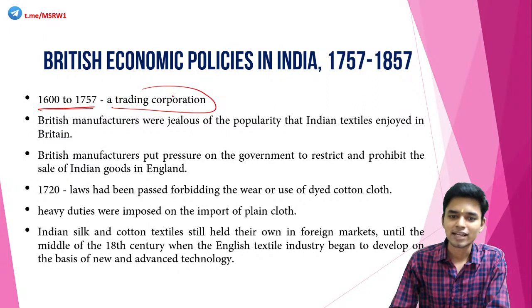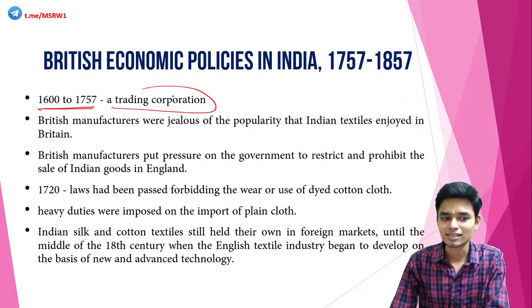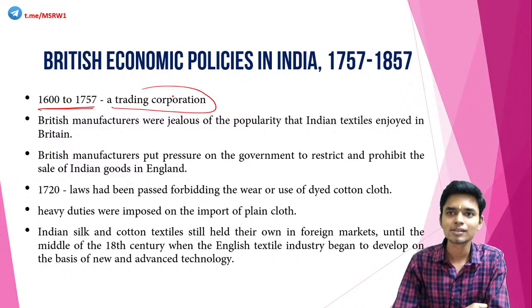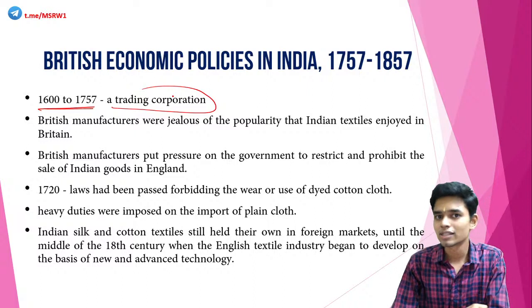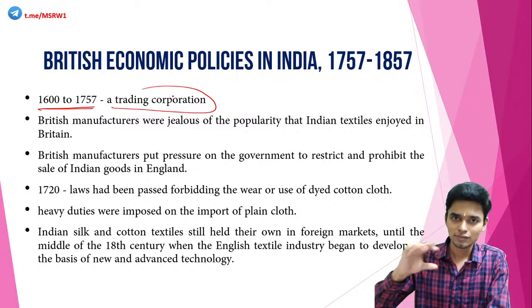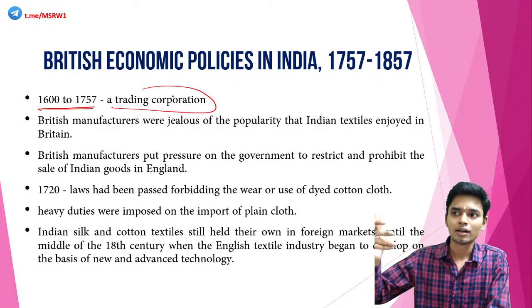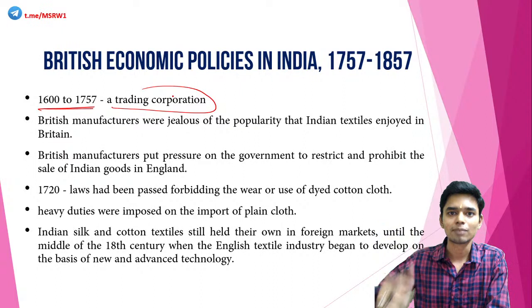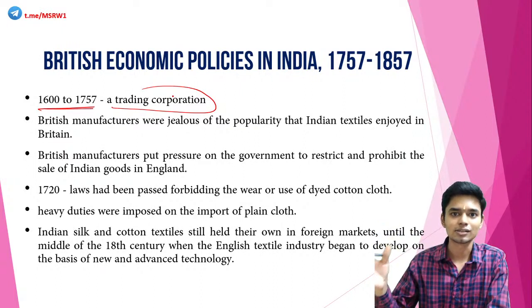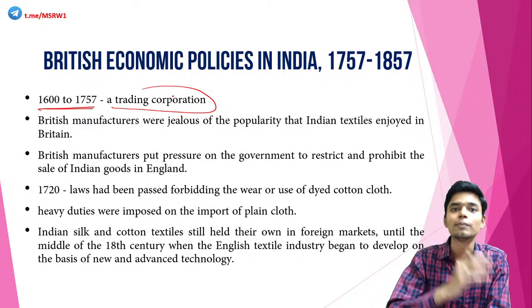British manufacturers were extremely jealous of the popularity that Indian textiles enjoyed in Britain. In the previous class, I explained this. Indian textiles, especially the cotton textiles of India, were hugely popular in Britain. They were called calicos. It was so popular that the British textile industry began to collapse, and this sent panic waves through the textile manufacturers in Britain.